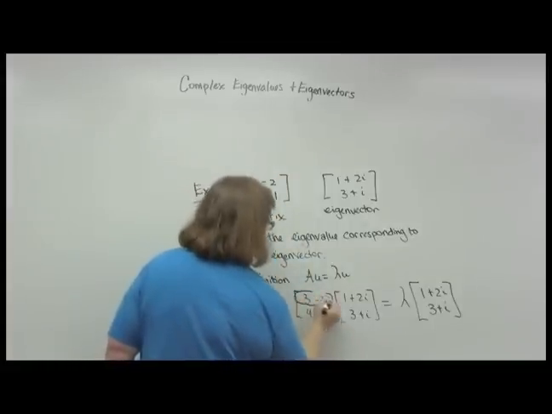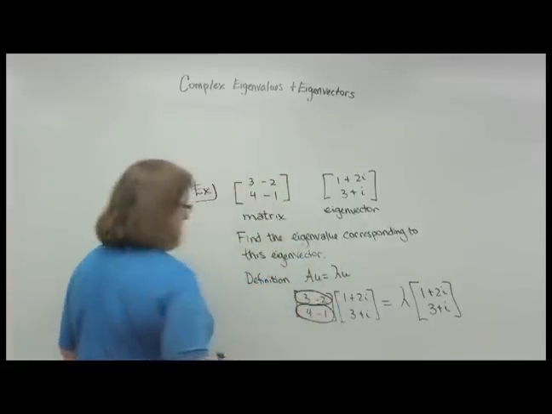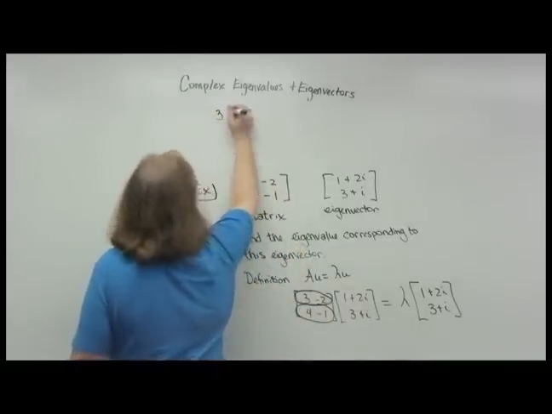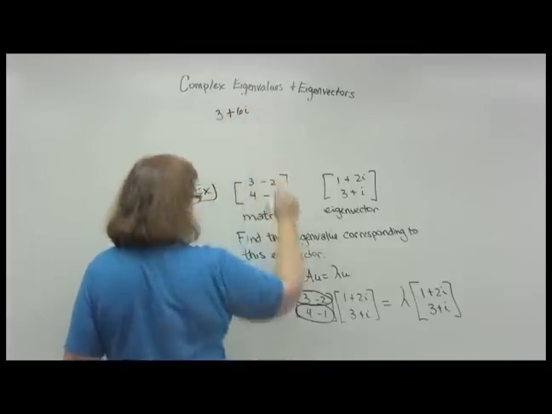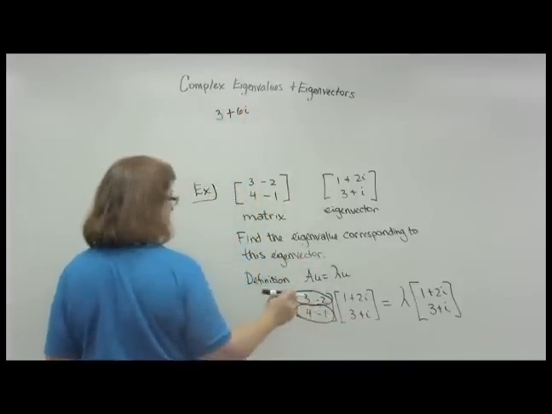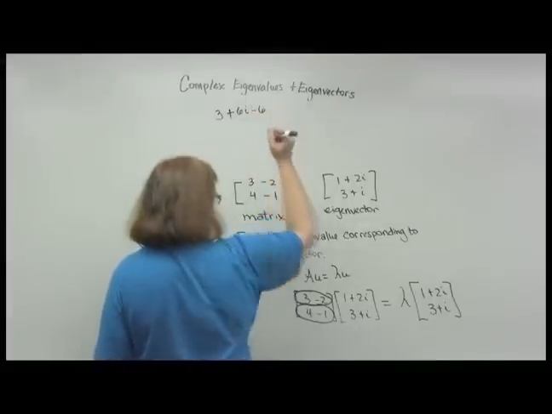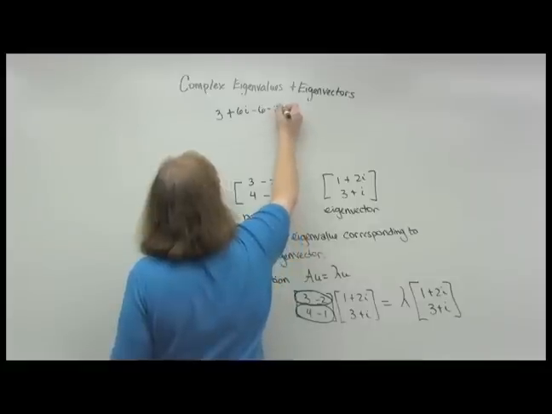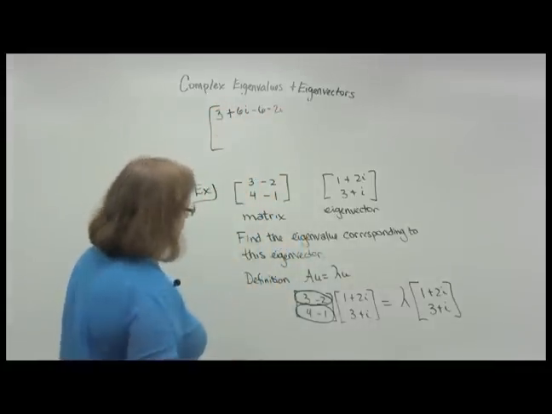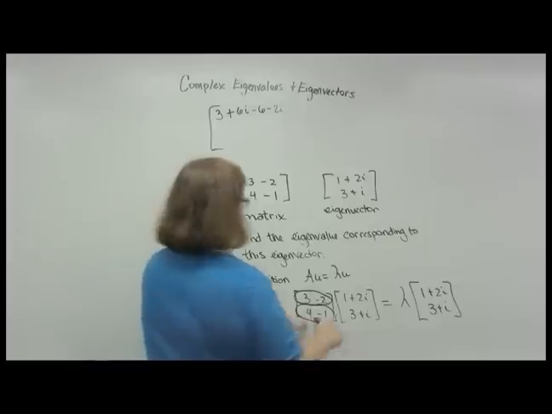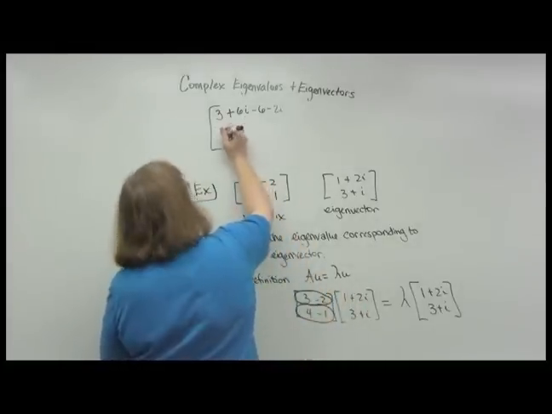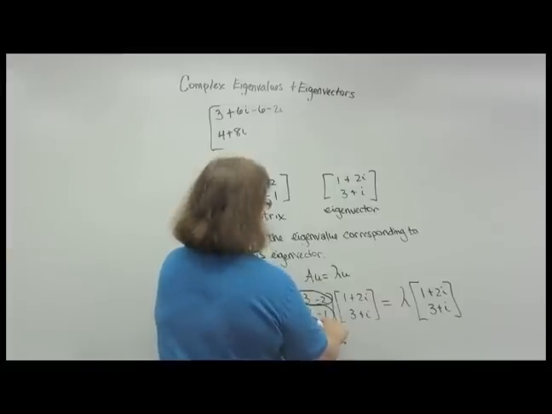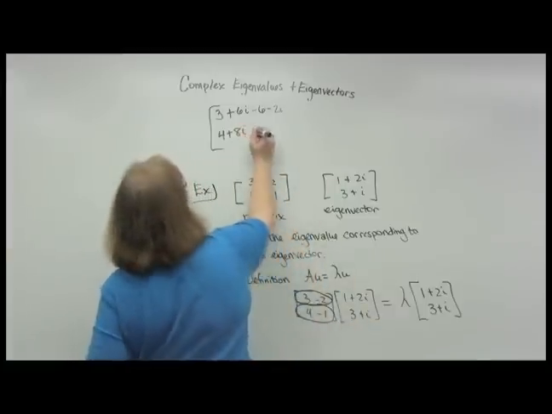Okay, I'm going to circle my rows so I don't mess up. 3 times 1 plus 2i would be 3 plus 6i. And then I want to add to that -2 times 3 plus i. That would be -6 minus 2i. So working out the left side. Then I want to do 4 times 1 plus 2i would be 4 plus 8i. And -1 times 3 plus i would be -3 minus i.